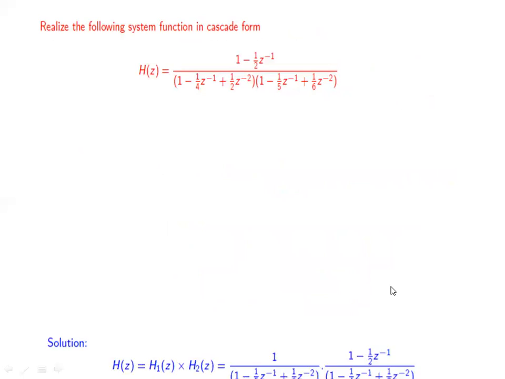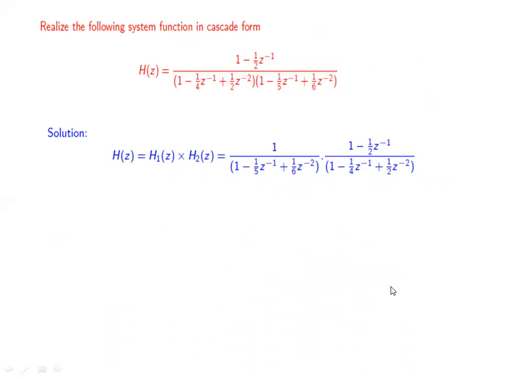Then next, again, the same procedure we are following here. Realize the following system function in cascade form. H of z equals 1 minus 1 by 2 z inverse divided by 1 minus 1 by 2 z inverse plus 1 by 2 z power minus 2, again in the bracket 1 minus 1 by 5 z inverse plus 1 by 6 z power minus 2. So again we are just converting this into two functions, h1 of z and h2 of z.